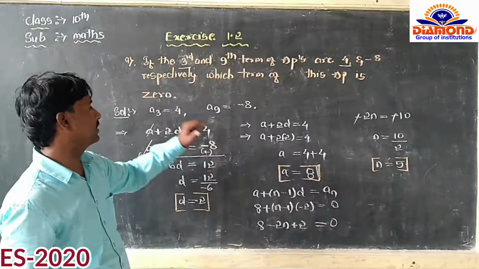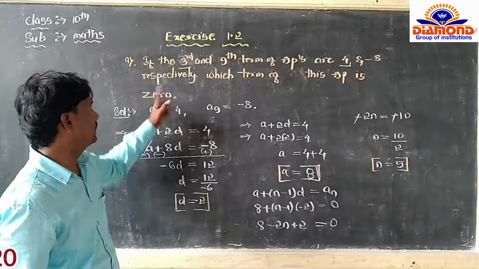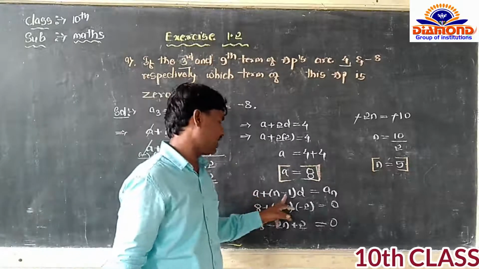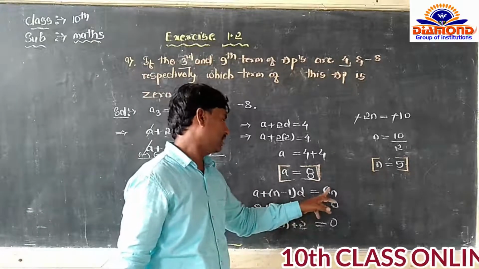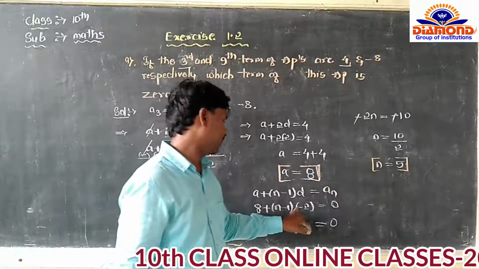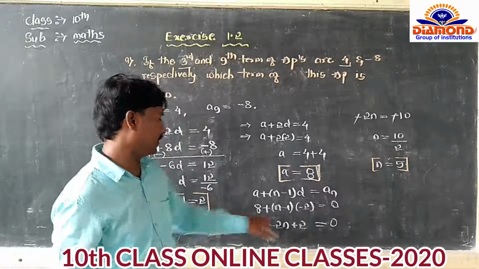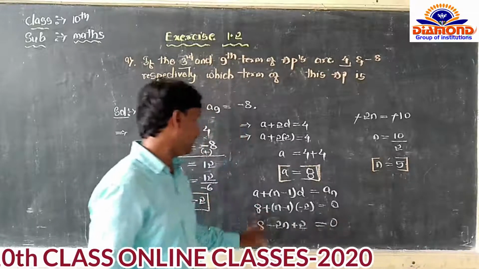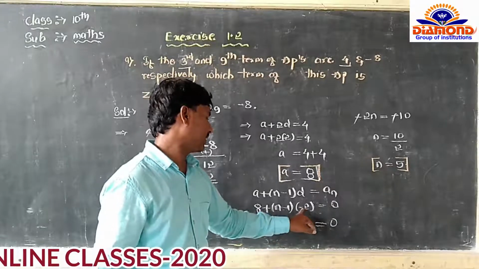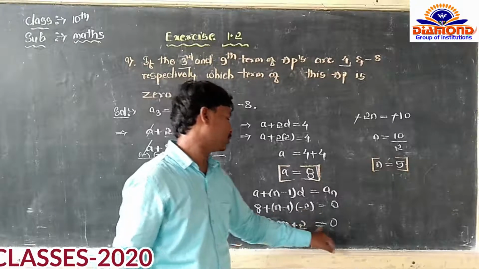Now we are finding which term in this AP is 0. That's why a_n = a + (n minus 1)d. The value of a is 8, plus (n minus 1), and the common difference we already know is minus 2, is equal to 0. 8 as it is, plus (n minus 1) into minus 2, gives 2n minus, minus into minus is plus, 2 into 1 equal to 2, is equal to 0.